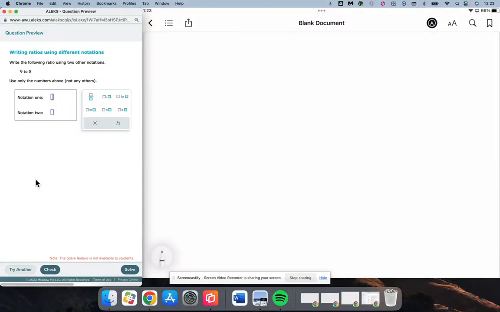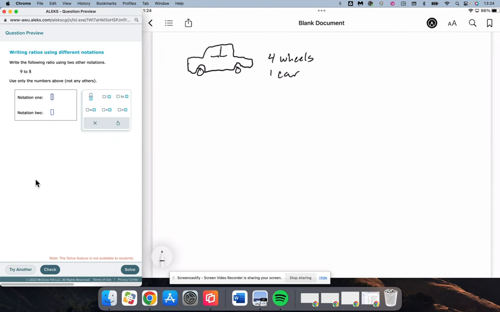All right, so we're up against ratios, and ratios are a comparison of two numbers. One way to think about this is if we were to have a car, not my best iteration of a car, but this car would have four wheels. If we had a parking lot full of cars, just one moment, four wheels for one car. If we had a parking lot with 20 cars, we would know that 20 times 4 is 80, so there would be 80 wheels.